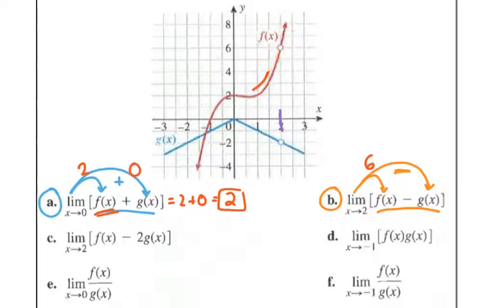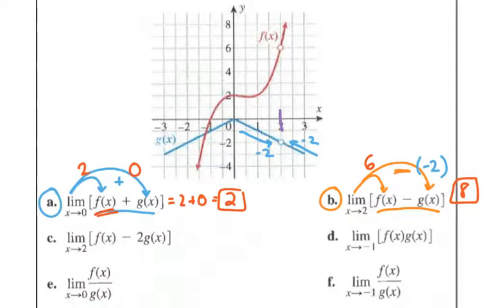Okay, let's do the same thing on the blue graph of g of x. As I approach 2 from both sides, and we go from the left, again, I know the point doesn't exist, but the y value I'm getting really close to is negative 2. From the right, I'm getting really, really close to the y value of negative 2. So my limit would be negative 2. 6 minus a negative 2, final answer is 8.